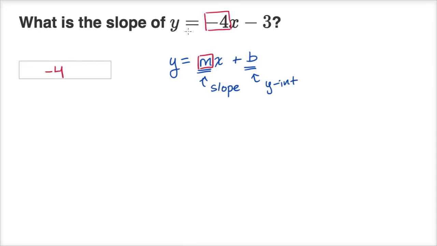Now, just as a reminder, you have to make sure that it's solved in this way, that it is solved for y. Y is equal to something times x minus 3. So that's our slope. Let's do another one of these.